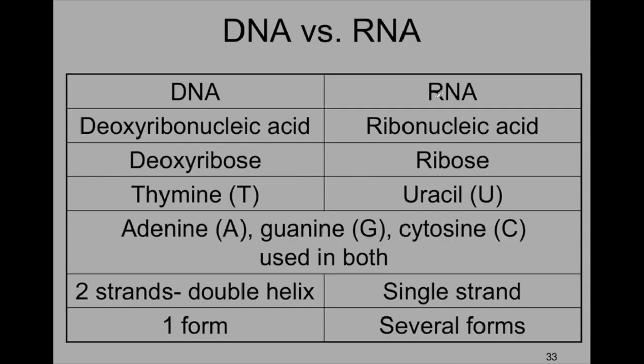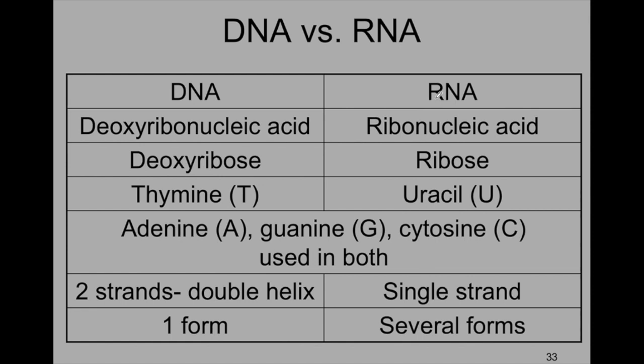Now, DNA versus RNA, they're very similar. In DNA, we have a deoxyribonucleic acid, and in RNA, it's a ribonucleic acid. The only difference is that missing oxygen. DNA uses the sugar deoxyribose, RNA uses ribose. As far as bases are concerned, there are 4 bases utilized by both types of genetic material. DNA uses A, T, C, and G. RNA uses A, U, C, and G.